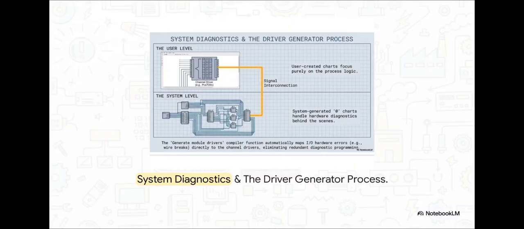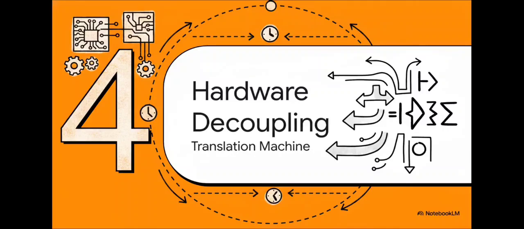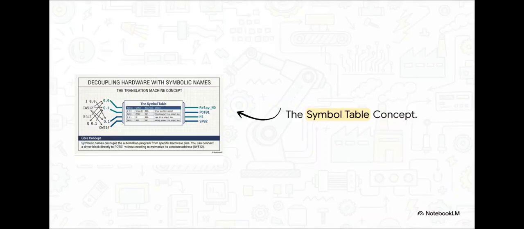That means control engineers don't have to waste their time doing tedious, redundant diagnostic programming. It's all handled. All right, Section 4, Hardware Decoupling and Synchronization, the Translation Machine. So, this right here is the translation machine concept in action. By using a symbol table, the automation program is completely 100% decoupled from specific hardware pins.